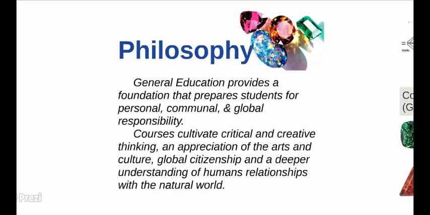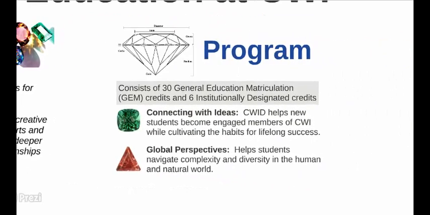The courses within the general education program cultivate critical and creative thinking, an appreciation of the arts and culture, global citizenship, and a deeper understanding of humans' relationships with the natural world. With this understanding, we can begin to discuss the details of how we design a program that aligns to this belief. The general education program consists of 30 general education matriculation or GEM credits, and 6 institutionally designated credits.